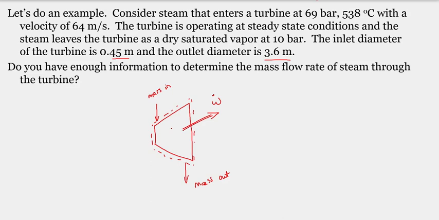But for right now, what I want you to consider is, do you have enough information, given what we have in the problem statement, to determine the mass flow rate of steam through the turbine? If you do, I want you to write that expression in variable form. Write down how you would determine the mass flow rate. If you don't, tell me what additional information you need in order to define that flow rate. And we'll talk about that next time.